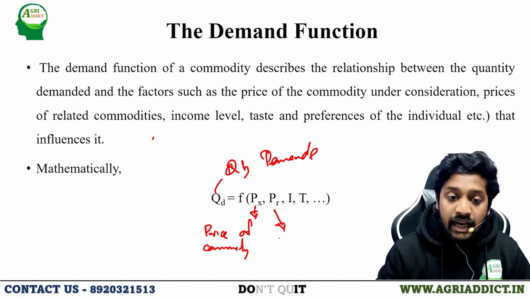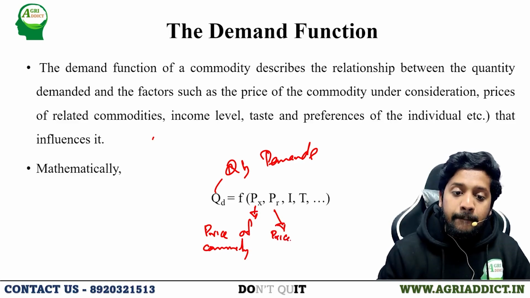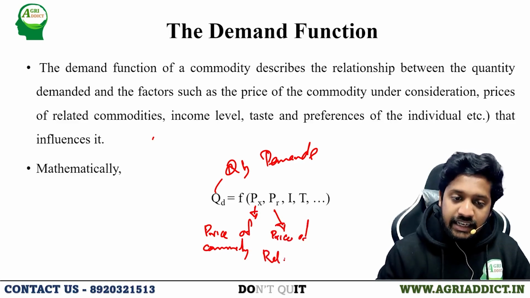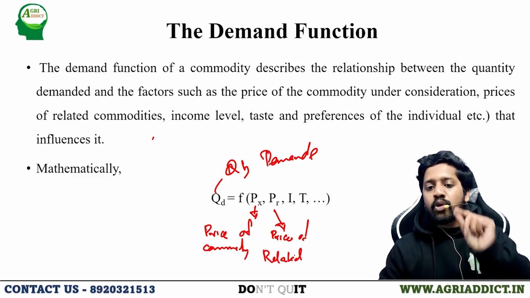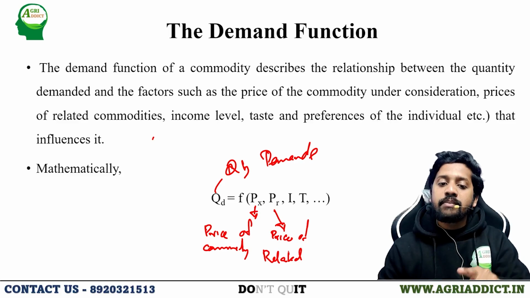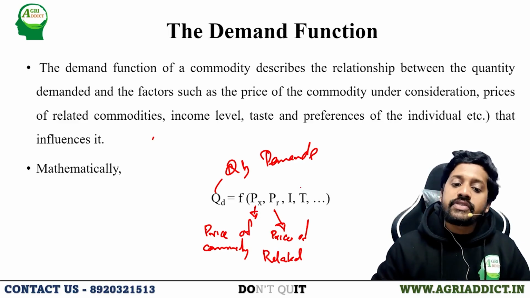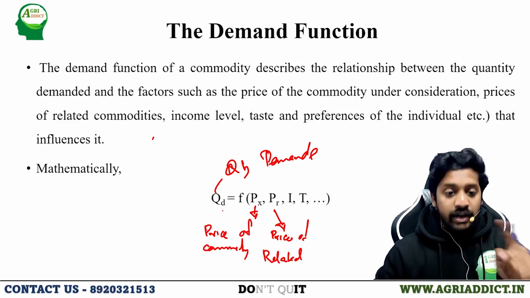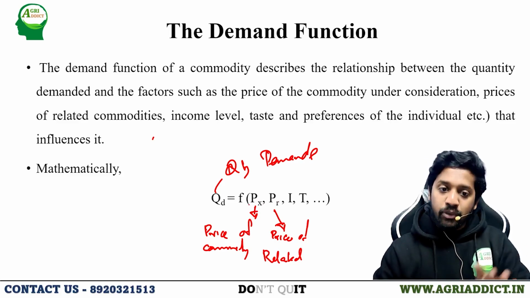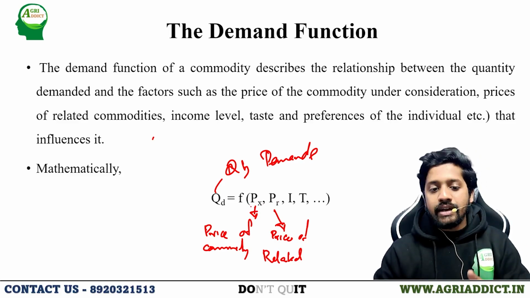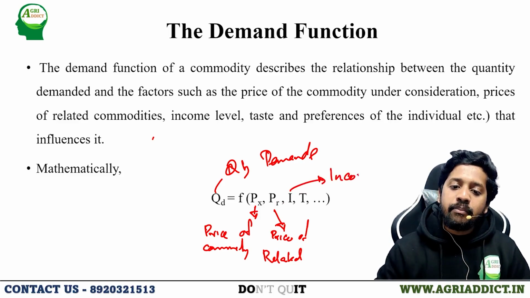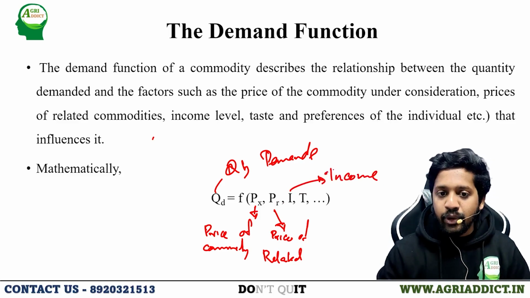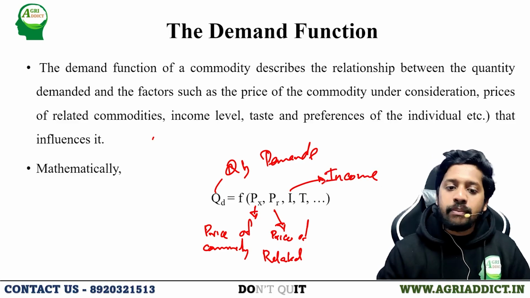What is PR? That is the price of the related commodities. As we have already seen, the price of the jam bottle is also affecting my demand for bread. So the price of the related commodities is also affecting my quantity demanded. The price of the same commodity also has an important role, and the price of the related commodities, and again my income will also be an important factor while I am going to purchase a commodity.